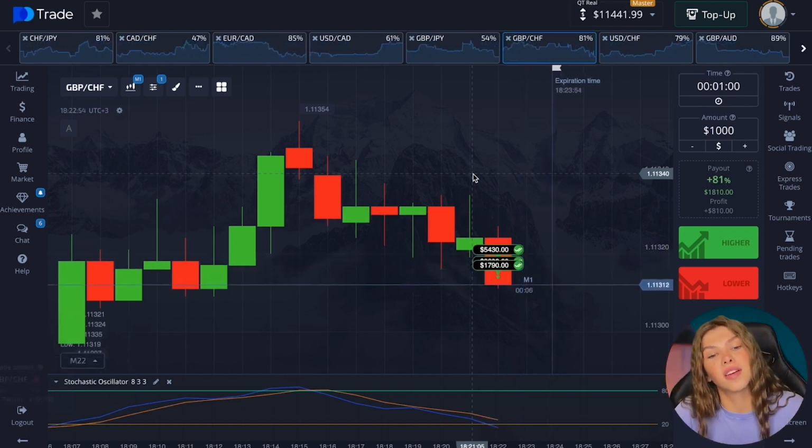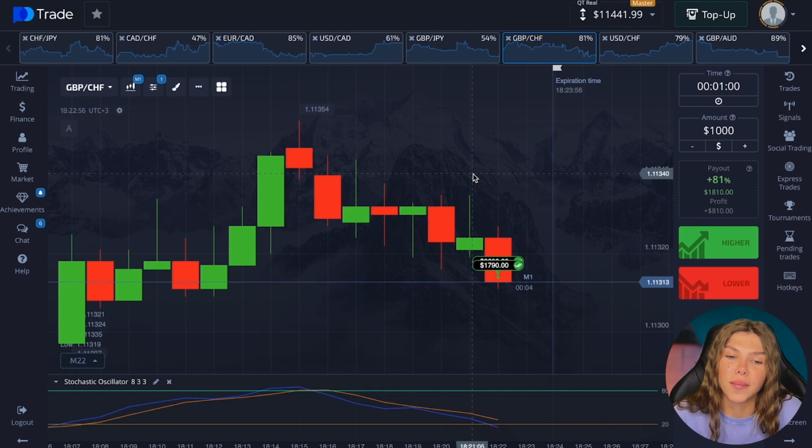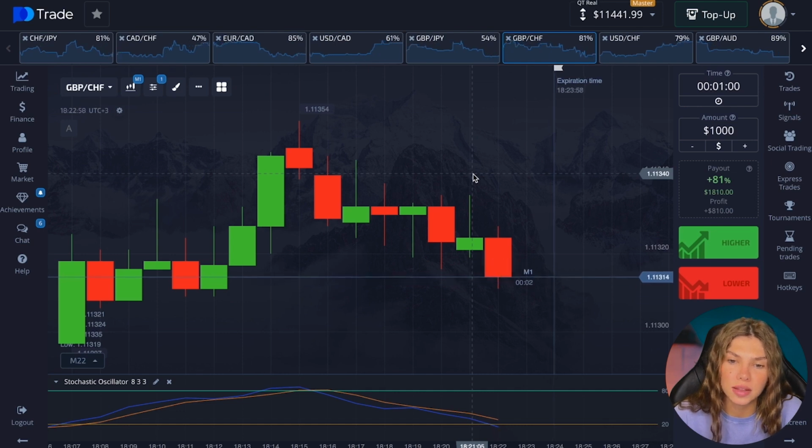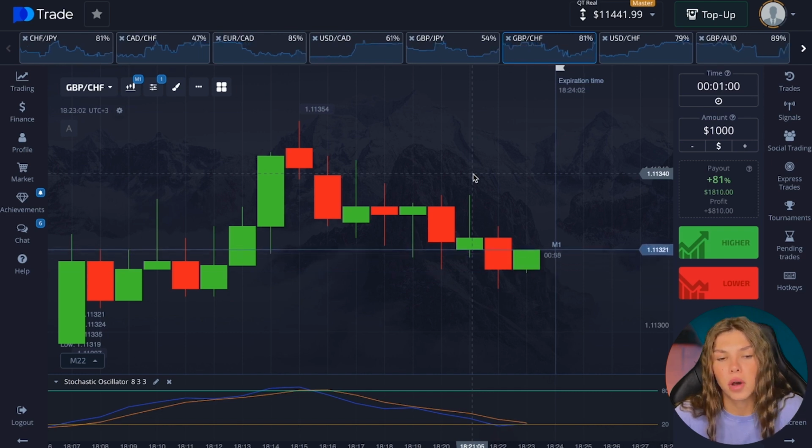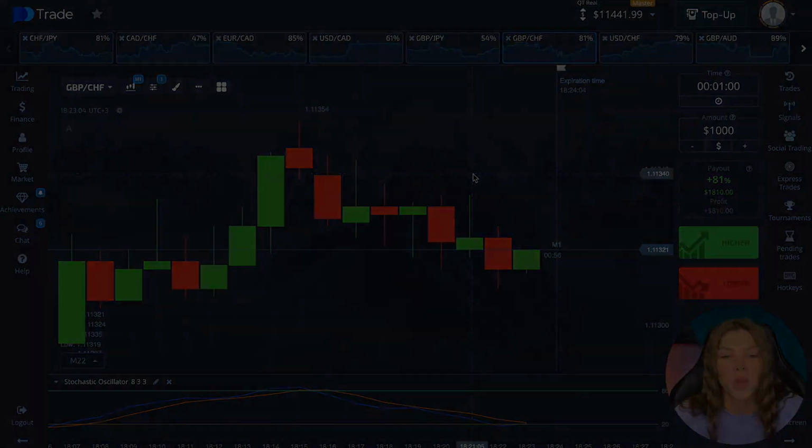This is a great plus, and on the balance sheet we even exceeded the plan. The goal was $10,000 and we have 11,441 on the balance, so well.